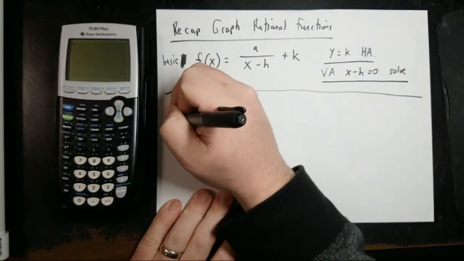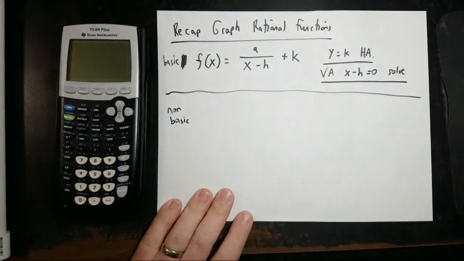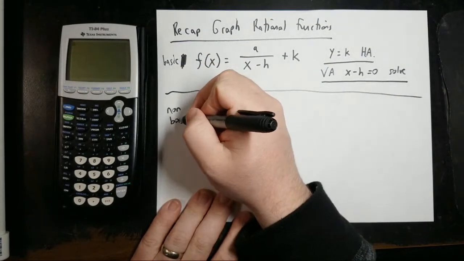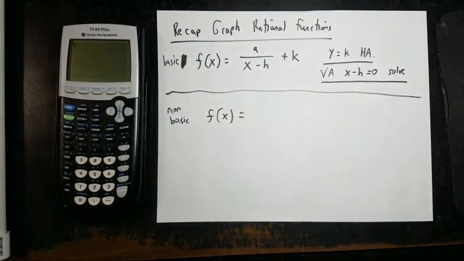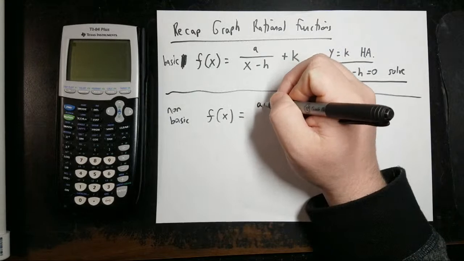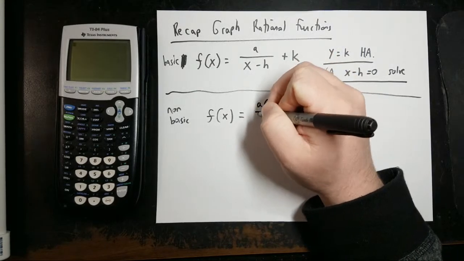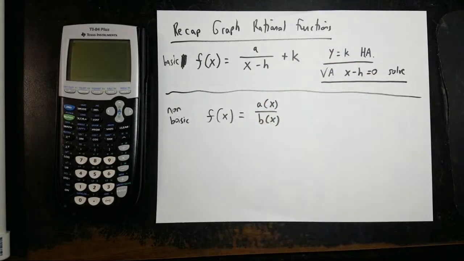For your non-basic rational functions, they will look something along the lines of this. And I want to use the same letters that I did last time. I'm just looking at my notes. Just want to make sure I get the same ones. Yeah, I used a and b. So I did a of x over b of x.